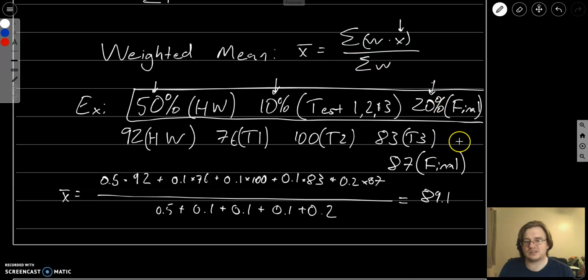This can also be used to calculate GPA, for instance, where the weight that you assign to each letter grade is the number of credits that the class is worth. So there, W will be the number of credits for the class, and X will be the GPA score, say 4 for an A, 3 for a B, 2 for a C, and so on. There will be a couple of questions in the homework that deal with weighted means.